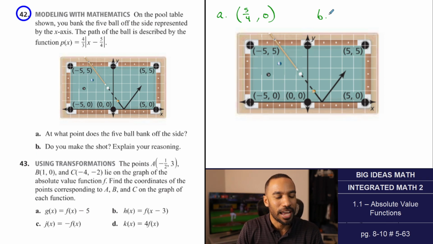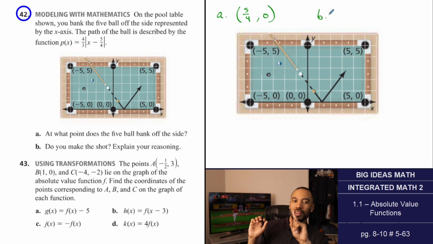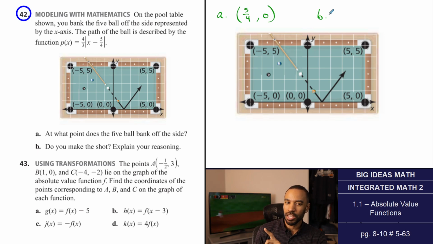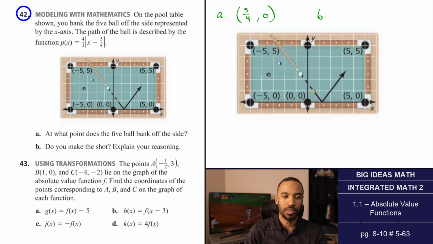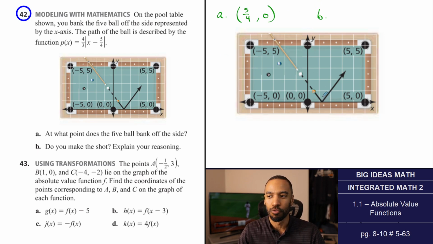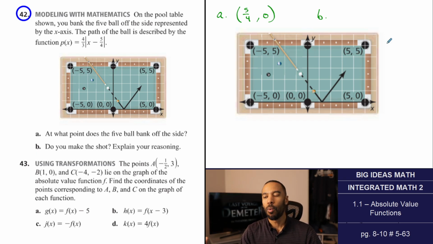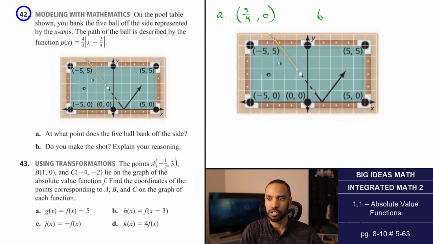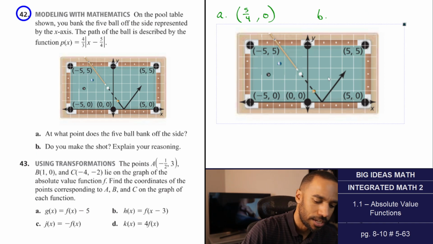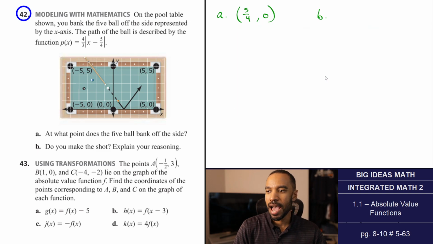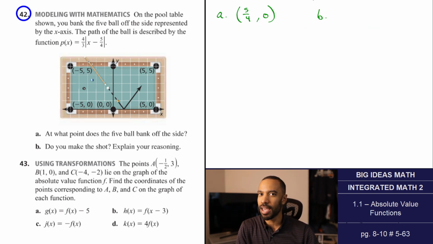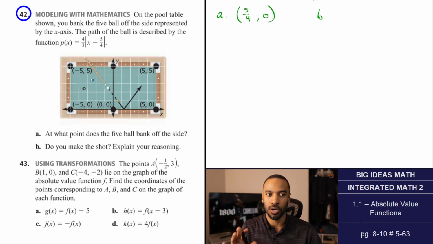Do you make the shot? Explain your reasoning. Okay, now... You could do this a couple ways. If you were doing the graph, you could say, hey, let's go up 4 over 3. Up 4 over 3 and things like that. But that's kind of difficult when it comes to this being an integer value of (5, 5), and then that not being... What you'd want to do here instead is ask yourself, is 5 for x and 5 for y a solution to your equation?